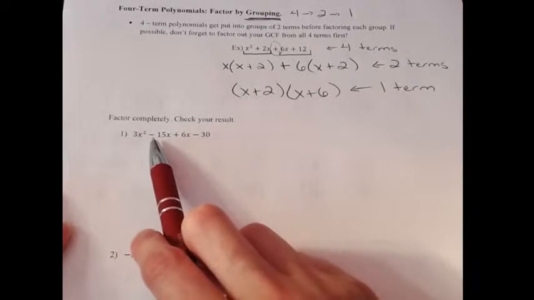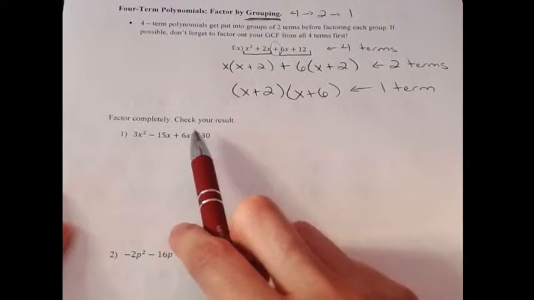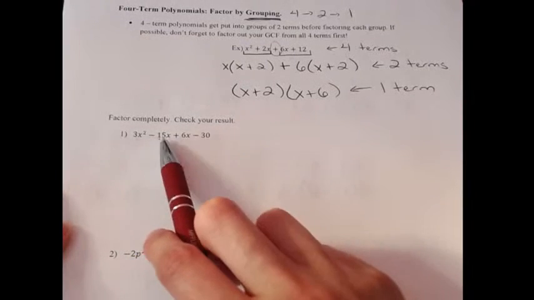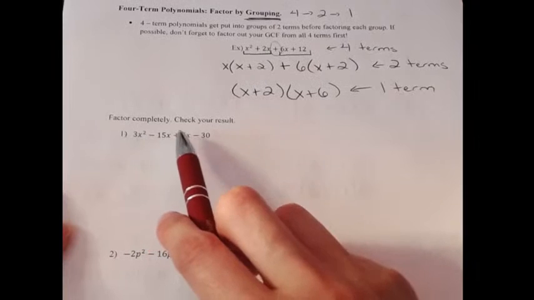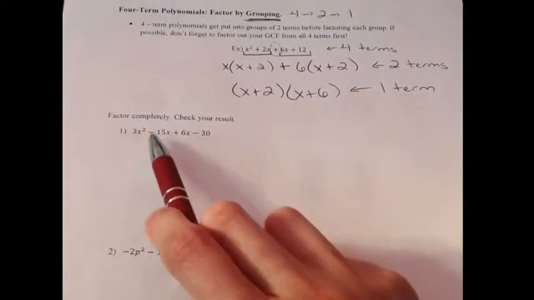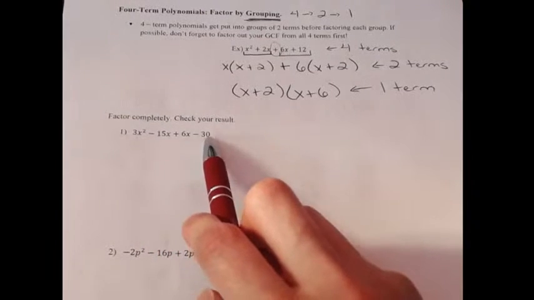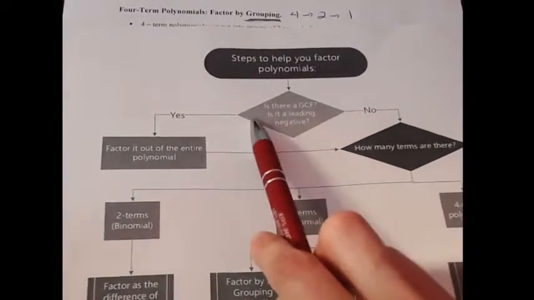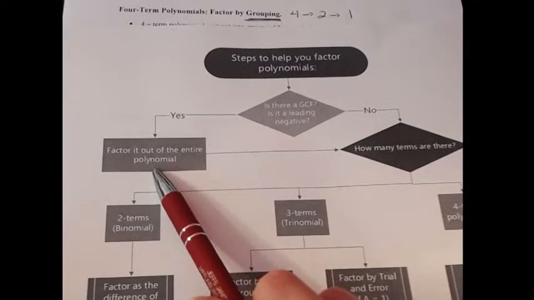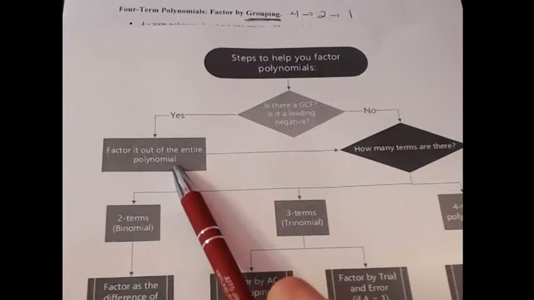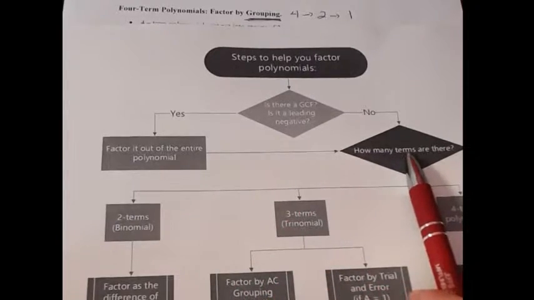We have 3x squared negative 15x plus 6x minus 30. If I look at all 4 terms, do you see that I can actually factor out a 3? That's interesting. So I definitely have a GCF. Notice that I cannot factor an x because my last term does not have an x to give. So when we go to our flow chart, is there a GCF? We're going to say yes. So it says factor it out of the entire polynomial. After we factor it out of the entire polynomial, then we say how many terms are there.